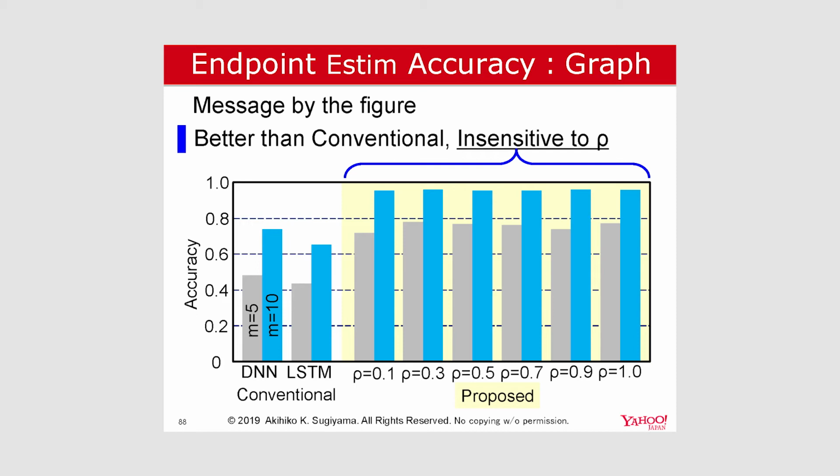There's yet another message by these bars, that is, the proposed method is insensitive to the value of rho. Whatever the value for the rho you are taking, the performance is almost the same. So it's insensitive. You don't have to pay attention to selecting a good value for the parameter. You can pick up one value, whatever you want, among 0.1 and 1.0, and use it. So it's very, very good from a viewpoint of industry.